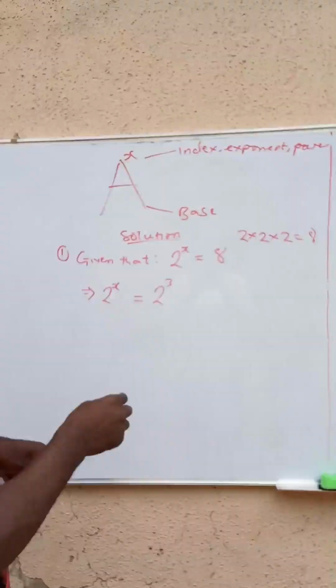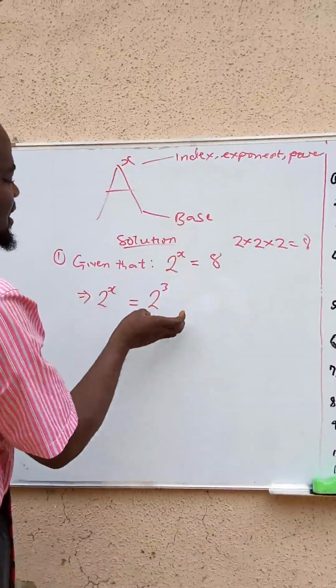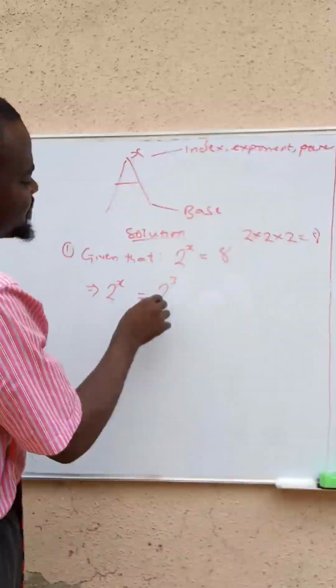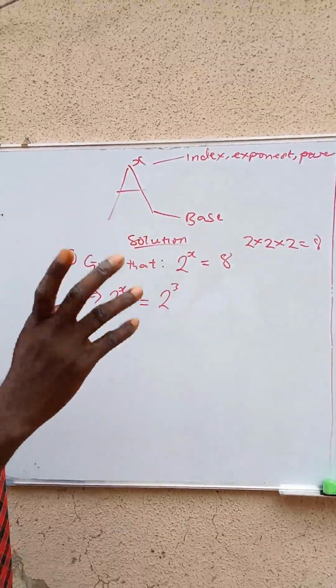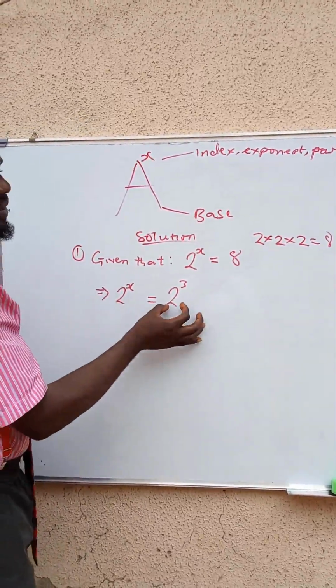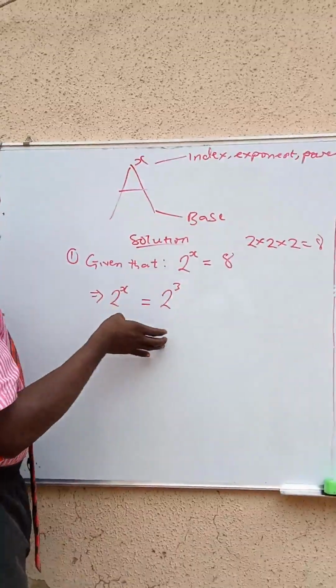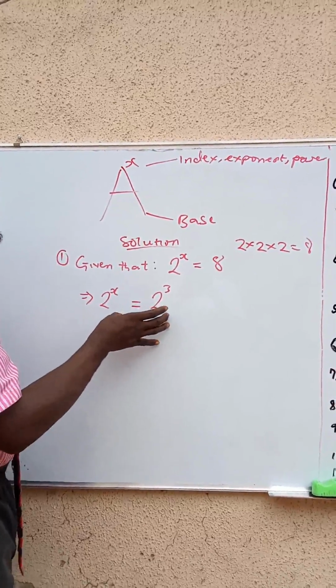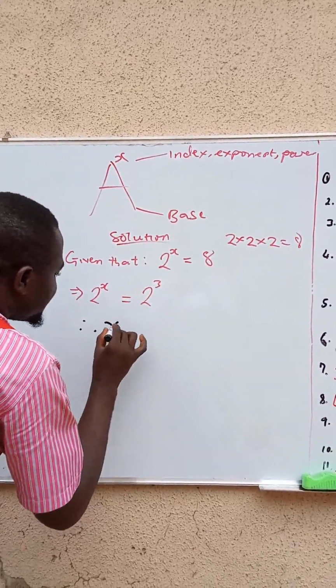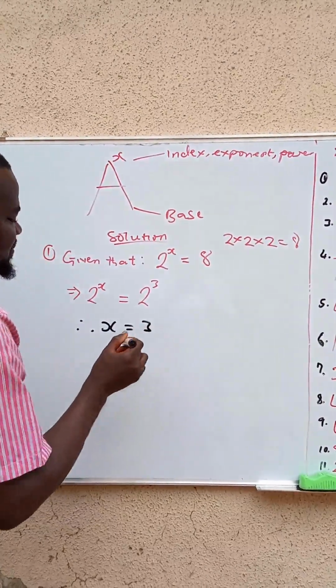And we said the other time that the index is the number of times the number multiplies itself. Now we say that this 3 simply means to multiply itself 3 times. Since the base here is 2, the base here is 2, but the powers are not the same, since the bases are the same, I will equate the power. Therefore, x is equal to 3. That's my answer.